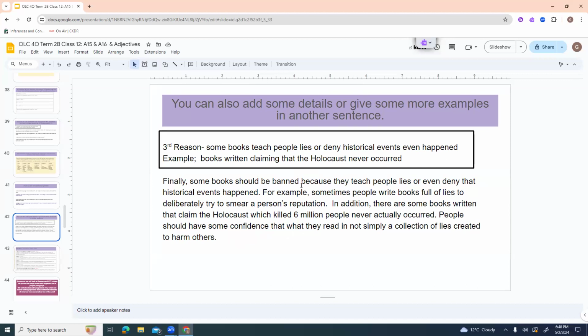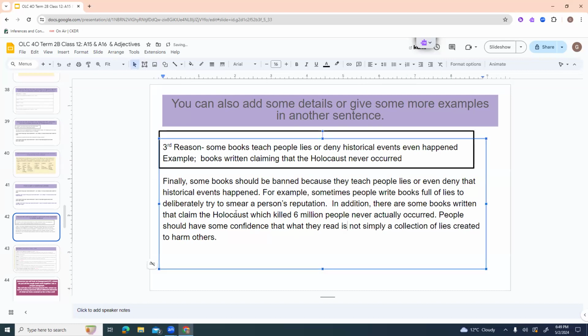So finally, some books should be banned because they teach people lies or even deny that historical events happened. For example, sometimes people write books full of lies to deliberately try to smear a person's reputation. In addition, there are some books written that claim the Holocaust, which killed 6 million people, never actually occurred. People should have some confidence that what they read is not simply a collection of lies created to harm others. So that's one way.